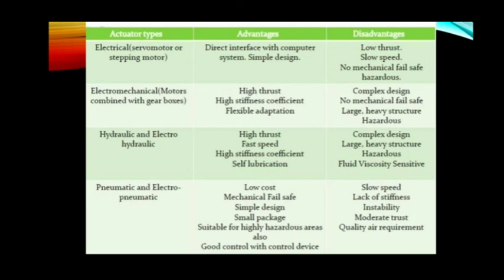Operating voltages from around 12 V to 220 volts are often used. Devices like limit switches and proximity sensors are used as feedback elements. More widely used for large applications. Types of actuators and their characteristics.